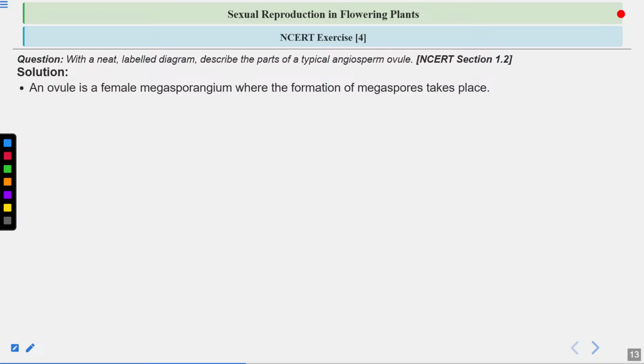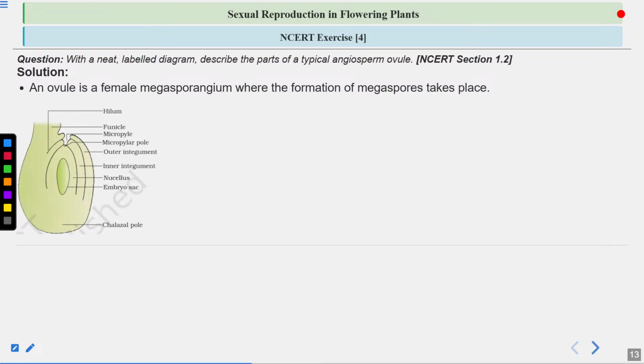So, an ovule is a female megasporangium where the formation of megaspore takes place, right? You all know that. The female megasporangium is the ovule. Ovule is also called the female megasporangium, and where do these megaspores form? In the ovule only. Inside the ovule, the megaspores are formed. So, here you can see the ovule structure.